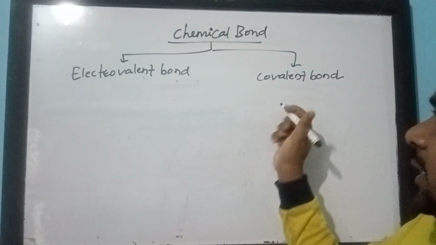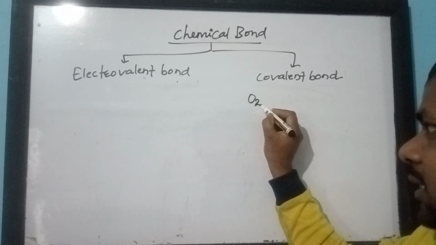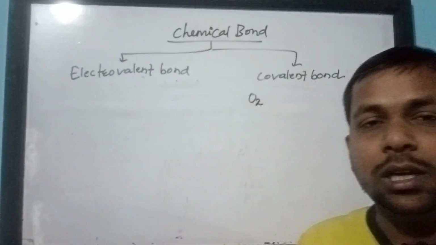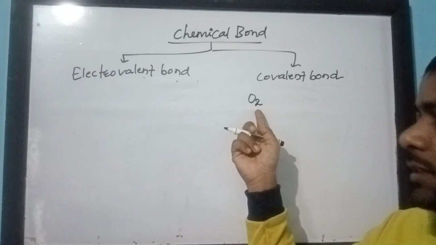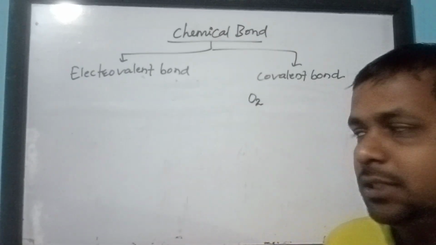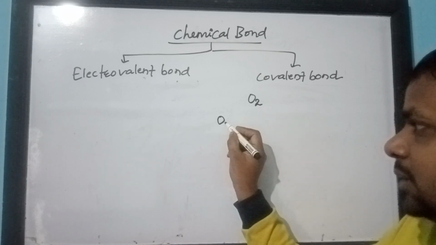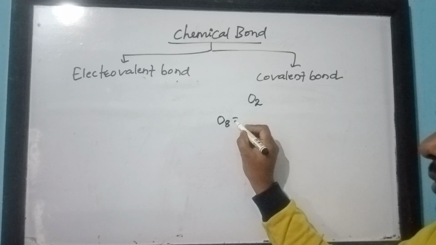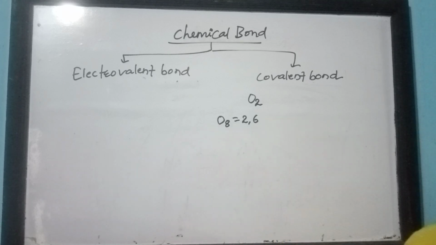Let us take one example. Suppose we simply start with the oxygen molecule. Oxygen molecule always exists as two atoms in this state. Why are two atoms of oxygen together? Let us talk about this. When we see the electronic configuration of oxygen, oxygen has atomic number 8. In the first orbit there are 2 electrons, in the second orbit there are 6 electrons.